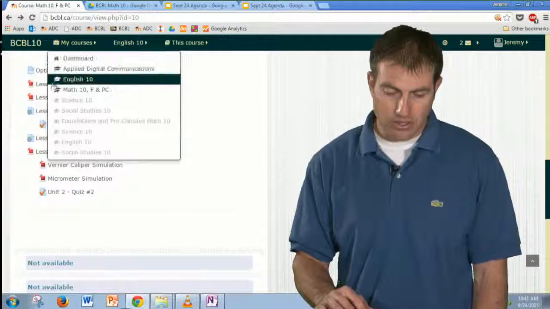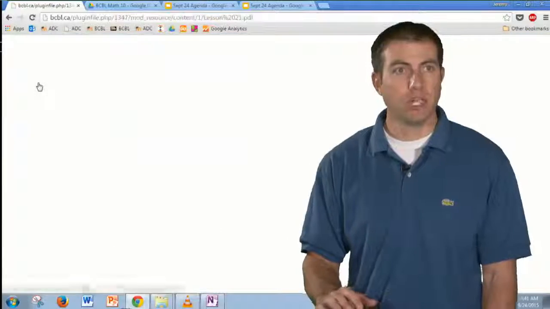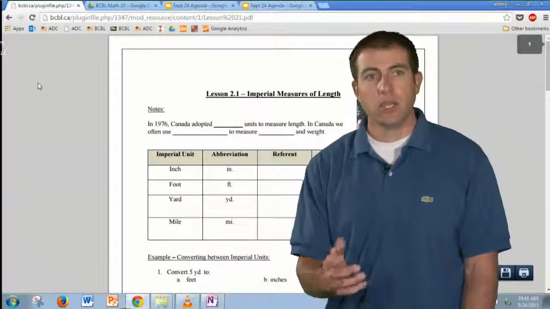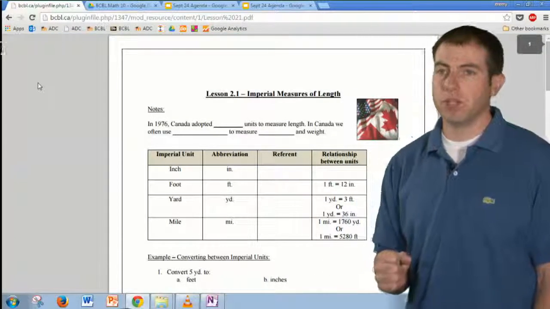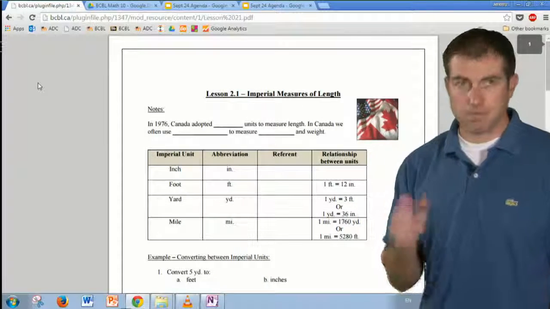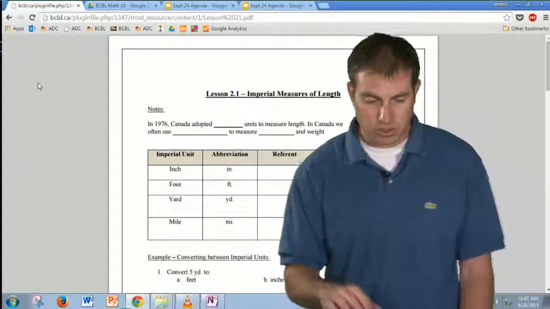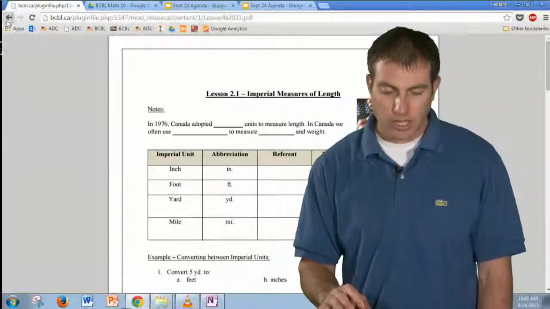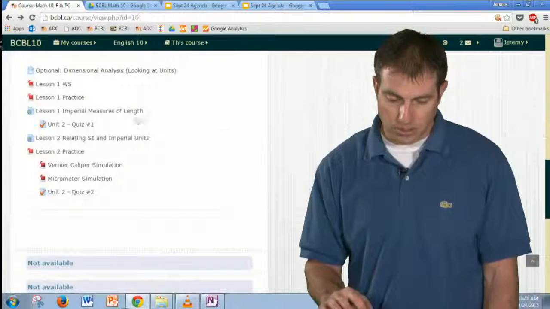And this lesson 1 worksheet is what I was hoping to get through today. So today we're going to talk a little bit about imperial lengths and measures. But before we do that, I'm just going to jump back to the course and explain a few more things.